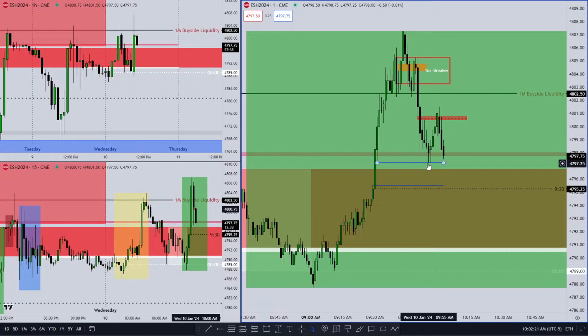Watch these equal lows, double bottom. There we go. There's that imbalance. And you know what? 9:30 opening price. I'll call it a day.